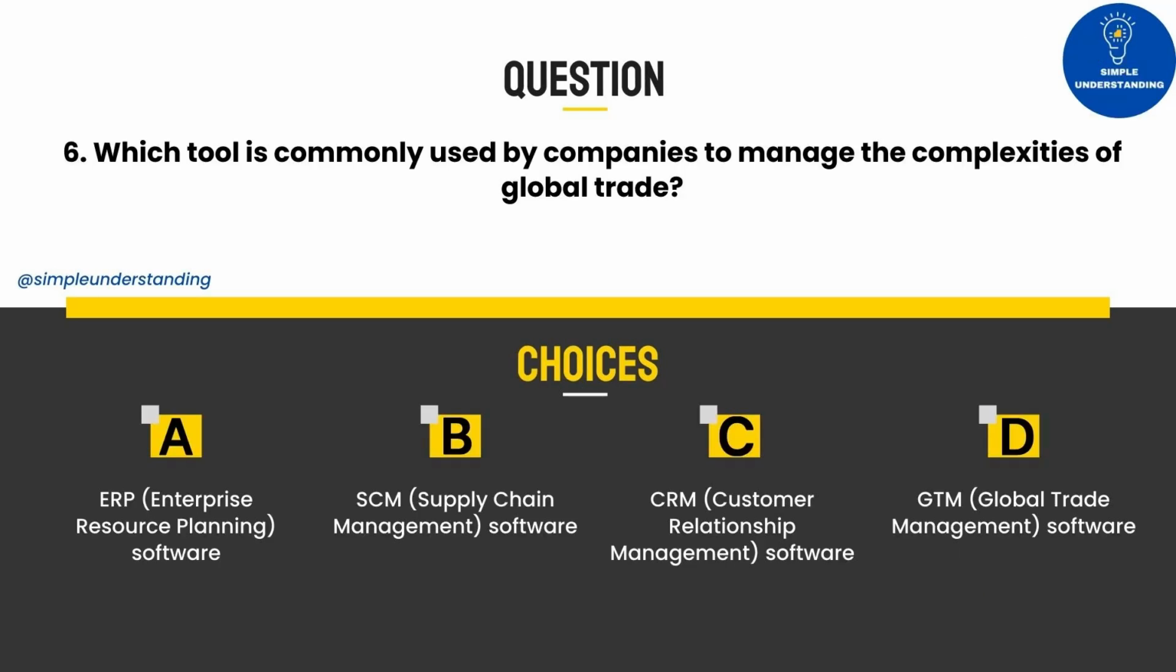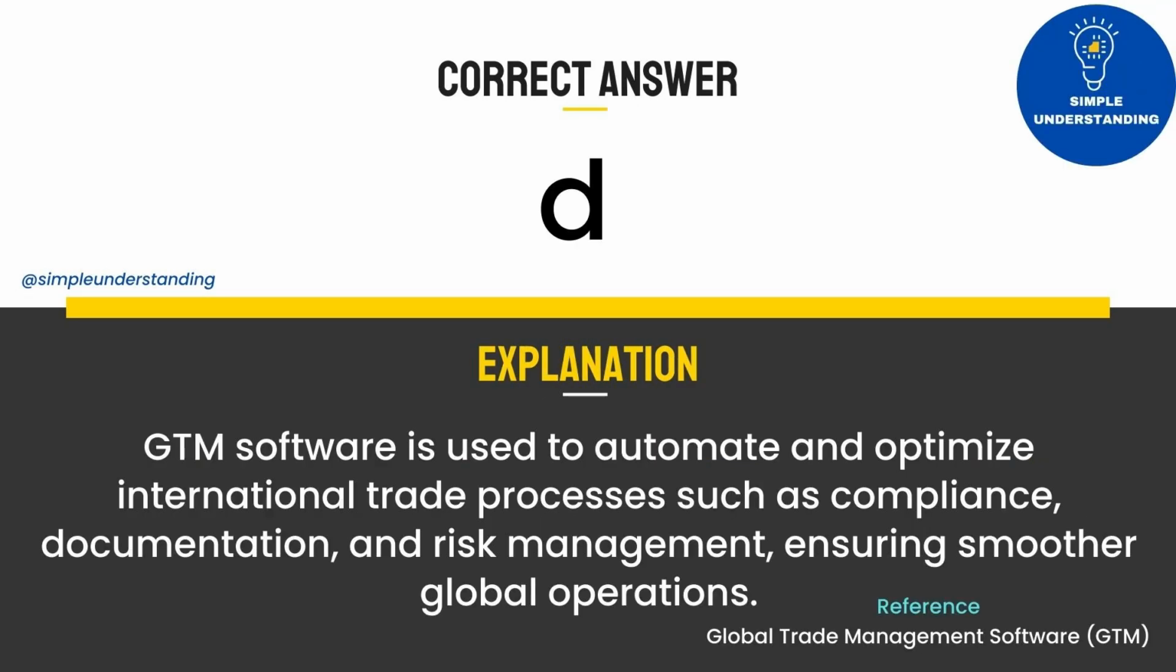6. Which tool is commonly used by companies to manage the complexities of global trade? A. ERP, Enterprise Resource Planning Software. B. SCM, Supply Chain Management Software. C. CRM, Customer Relationship Management Software. D. GTM, Global Trade Management Software. Answer D. Overall explanation. GTM software is used to automate and optimize international trade processes such as compliance, documentation, and risk management, ensuring smoother global operations.